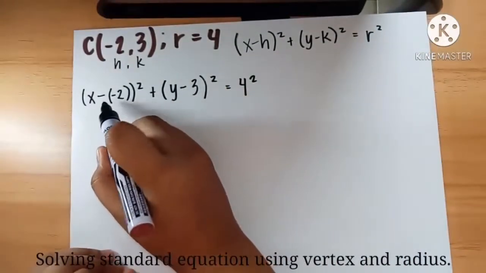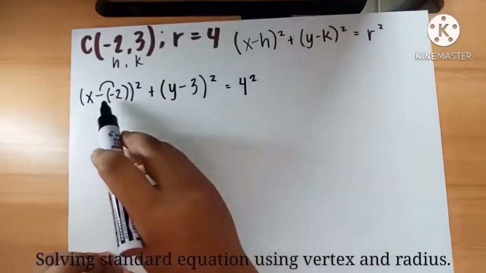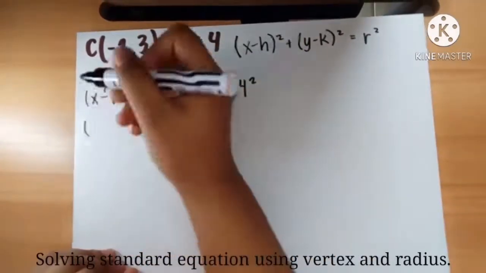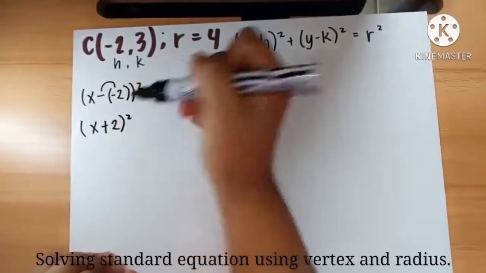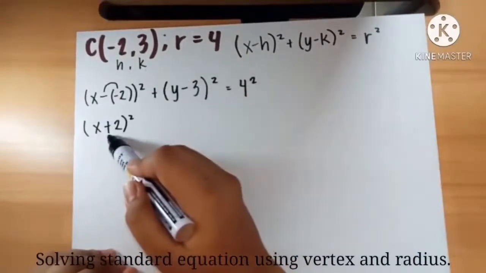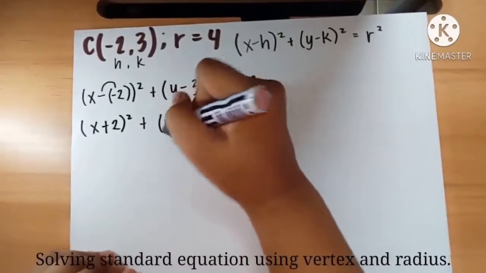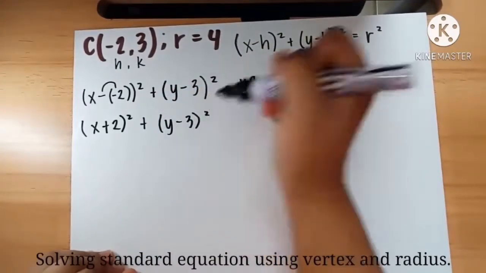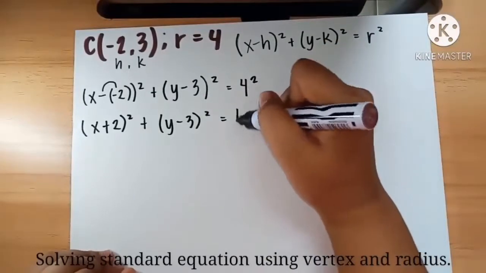So let's simplify this first. We have to multiply the signs. It will become x plus 2 squared, or simply change the sign from negative to positive, plus y minus 3 squared equals 4 squared, which equals 16.